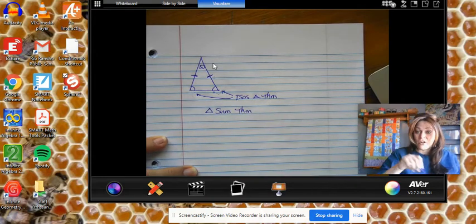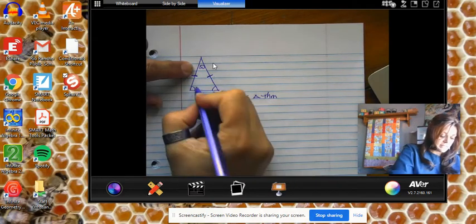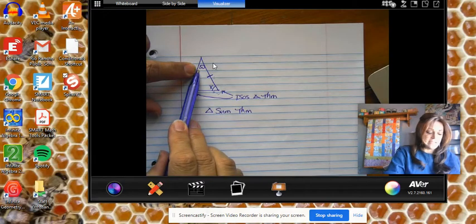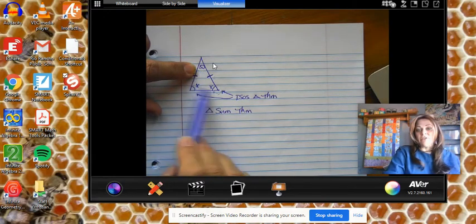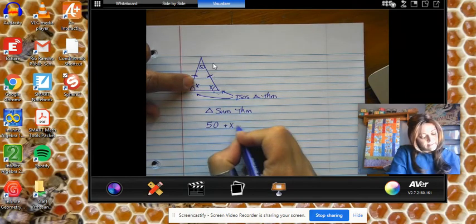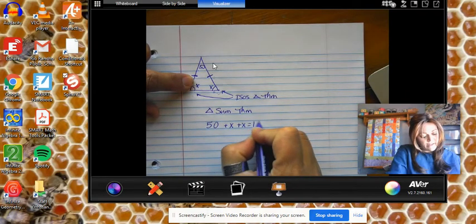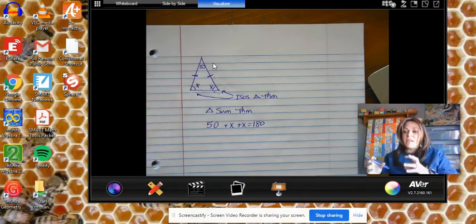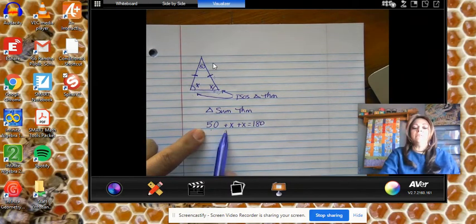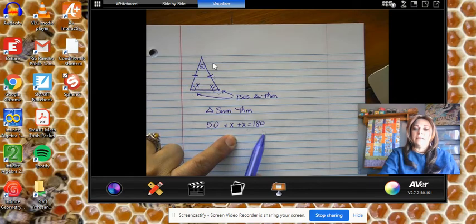And that means that all the angles of a triangle add up to 180. So I'm going to just call these x. Since they're both equal or congruent, I'm going to call both of them x. And I know that the rule says all the angles of a triangle add up to 180. Think of the rule and write the equation based on the rule.